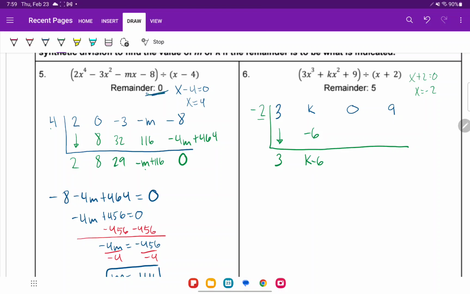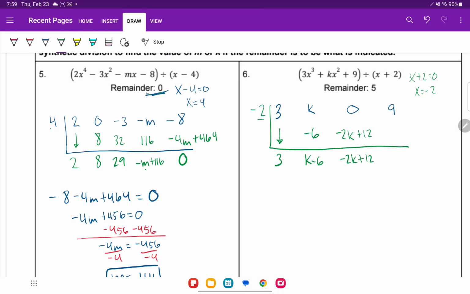So negative 2 times k is negative 2k. Negative 2 times negative 6 is positive 12. And when we do 0 plus that, or we combine them, we get negative 2k plus 12. Again, our remainder is 5. I should have written that earlier, but it's fine.